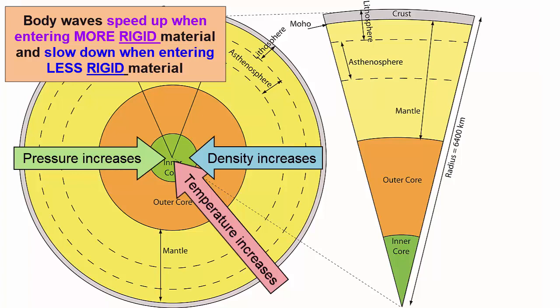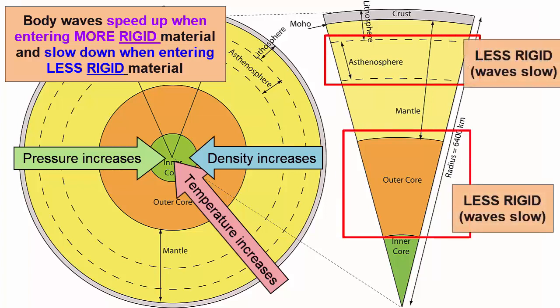However, being more dense doesn't necessarily translate to being more rigid. When body waves slow down as they enter the asthenosphere or outer core, they are still entering something more dense, just less rigid because the asthenosphere is plastic and the outer core liquid. Just keep that in mind during our journey.